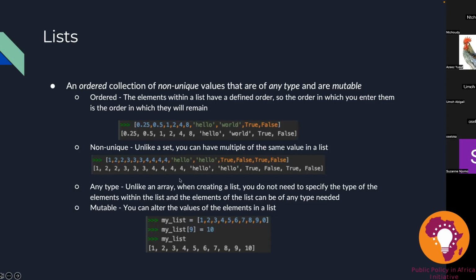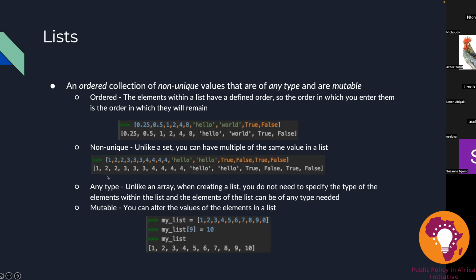Does everyone understand what non-unique means? So non-unique: in a set, if you remember, you cannot have two of the same elements in it, right? That means that you can only have unique values in it. That is not the case in a list. In a list, you can have non-unique values. That means you can have the same values over and over.